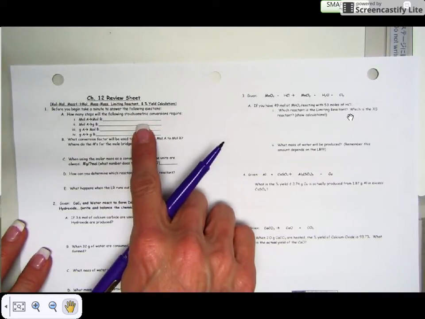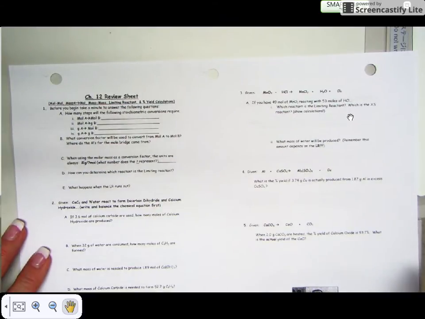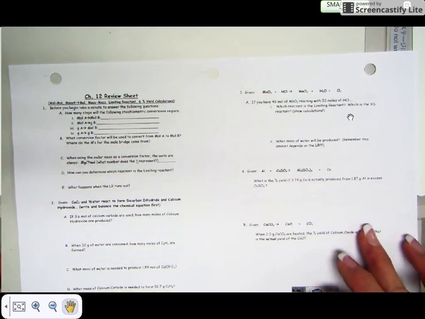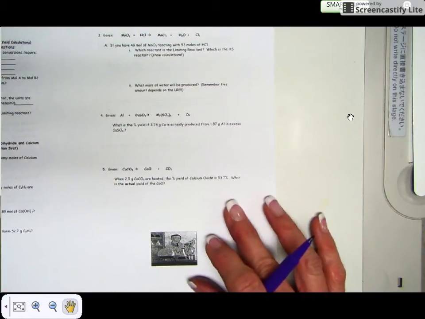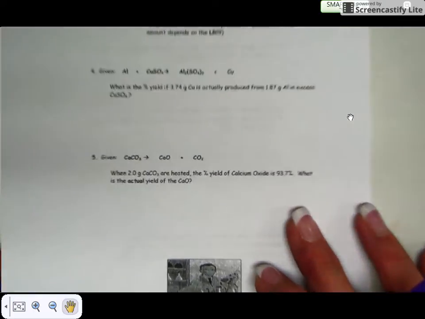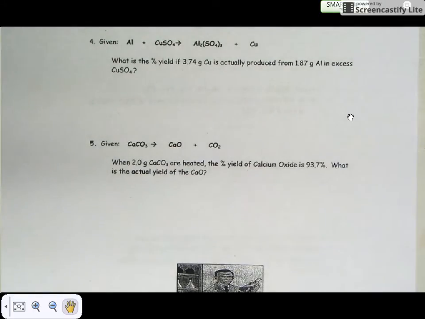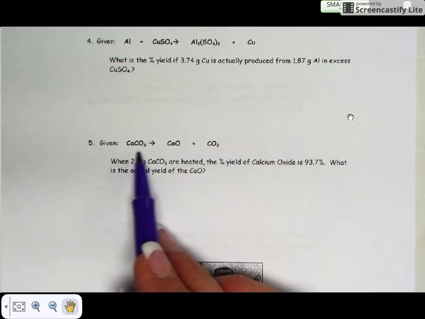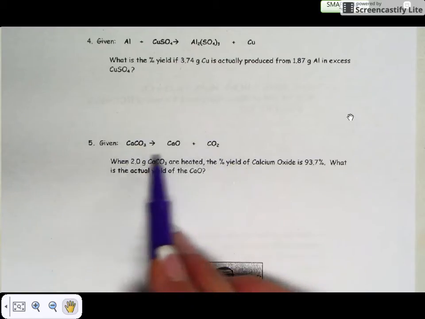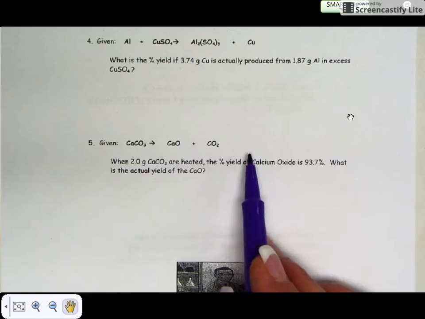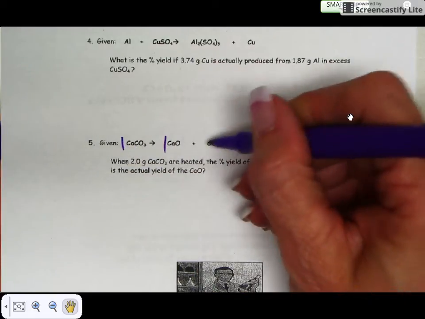All right, let's look at one final example. And this comes off of our Chapter 12 review sheet that we've been working on over the last couple of days for homework problems. And I want to go to number 5. Number 5, let me zoom in on that. For number 5, we have the reaction calcium carbonate yields calcium oxide plus carbon dioxide. And always remember to check and make sure your equations are balanced. This one is balanced already.